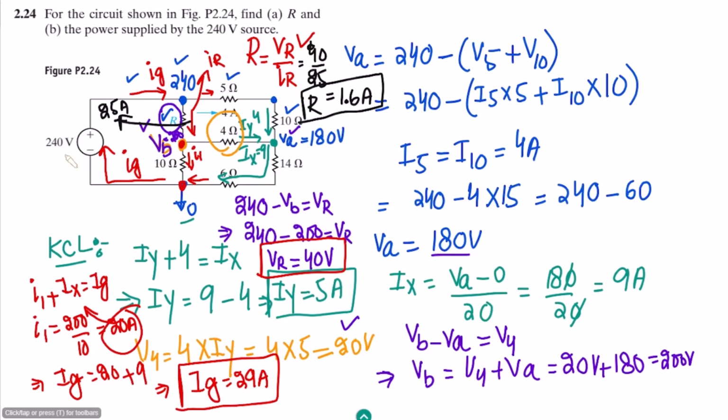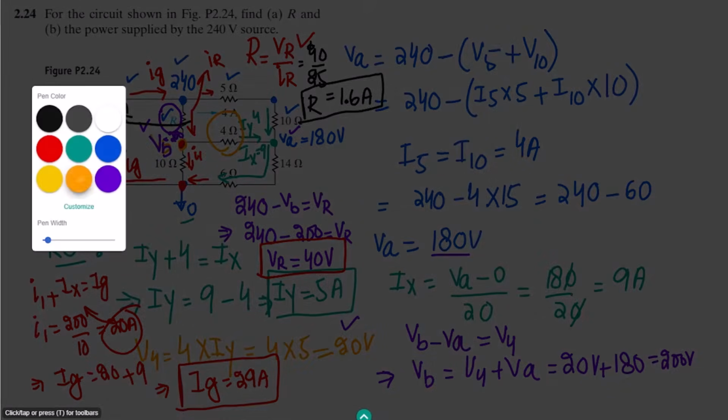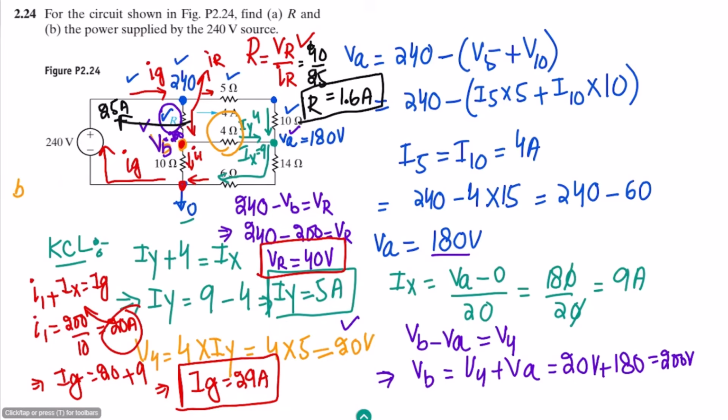Now in order to find the solution of this part B, which is the power supplied by this 240 volt source, let me use this color. So here the power supplied is equal to I multiplied by V. The I which is flowing through this one is IG. The value of it is already known, and that is 29. And the value of V, which is the voltage source, is 240. Multiplying them, we will get 6960 watts. And that is the solution of part B of our question.